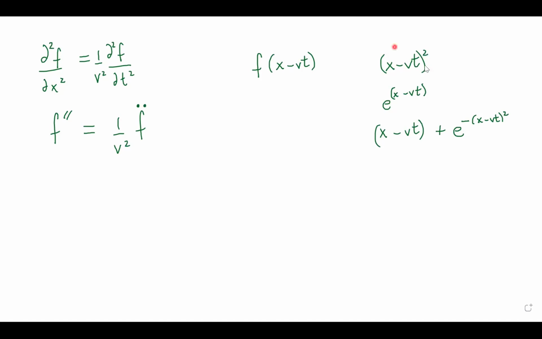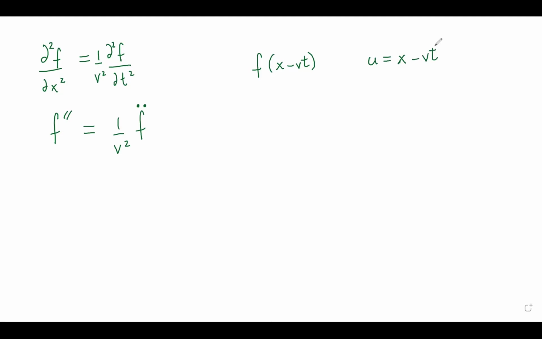This includes (x minus vt) the whole squared, e to the x minus vt, or x minus vt plus e to the minus (x minus vt) the whole squared. Any function you can think of, as long as the combination x minus vt occurs together everywhere. So you can't have x and t appearing separately. Whenever they appear, they have to appear in that combination of x minus vt. This seems almost too general. Let's see how we can show this is true.